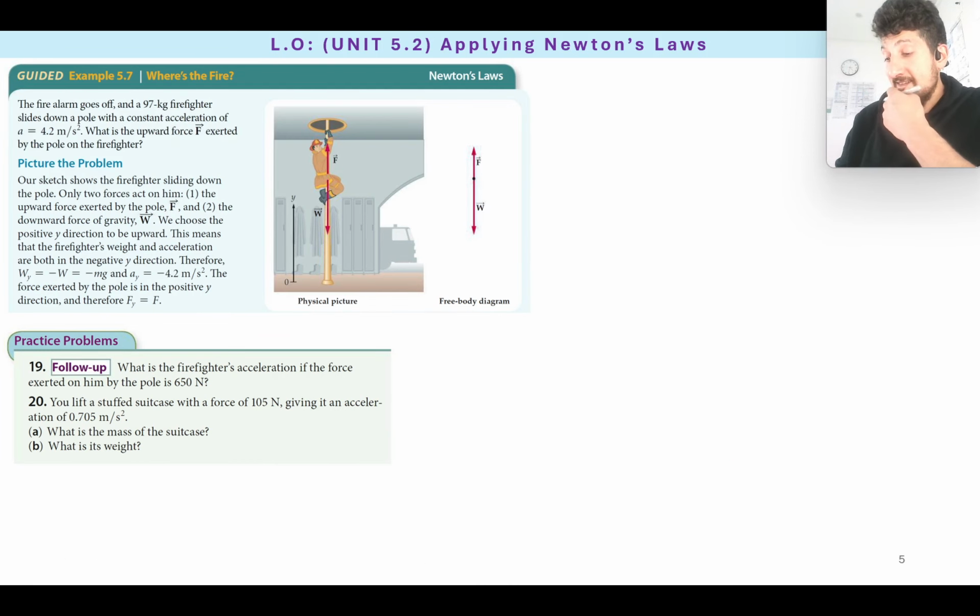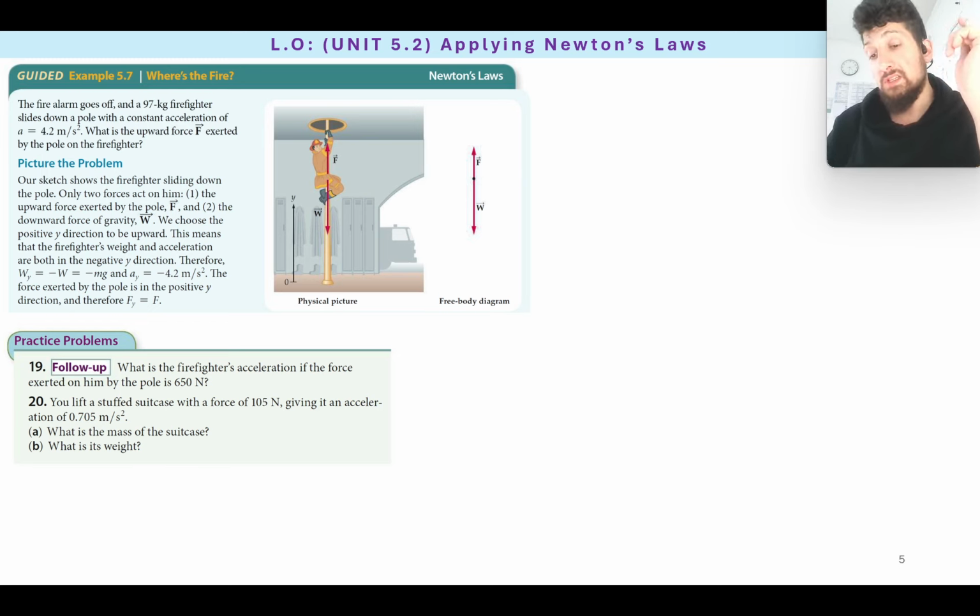Let's have a look here. Here we have an example of a firefighter who's going down this hole, and what are we being asked? We're being told the fire alarm goes off, and the 97 kilogram firefighter slides down the pole with a constant acceleration of 4.2 meters per second squared. What is the upward force, F, exerted by the pole on the firefighter?